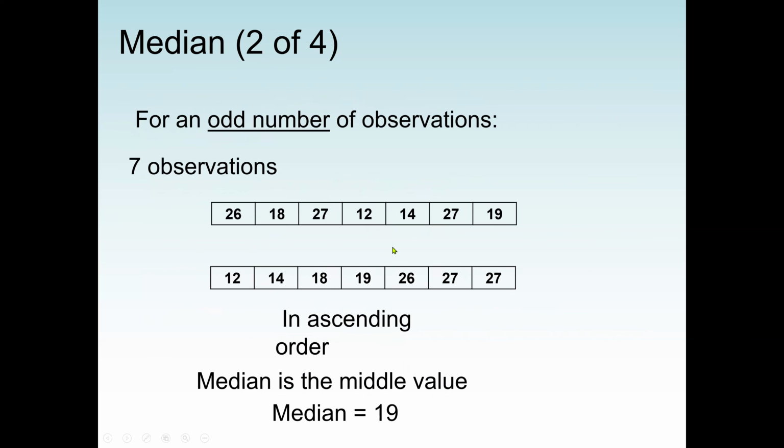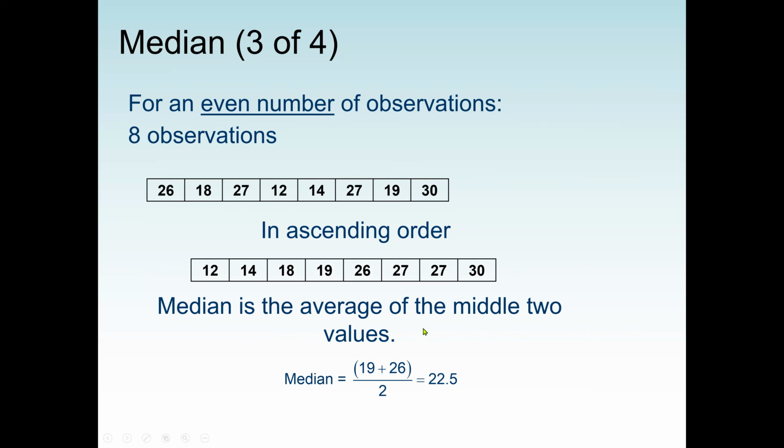And previously, if it's odd, 3 to the left, 3 to the right, we have 19 in the middle, only 1. So we take that as the median. But first of all, we should always remember we have to put the values in increasing order, or ascending order.